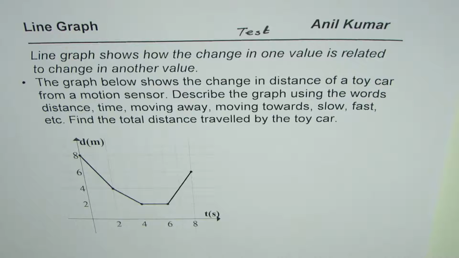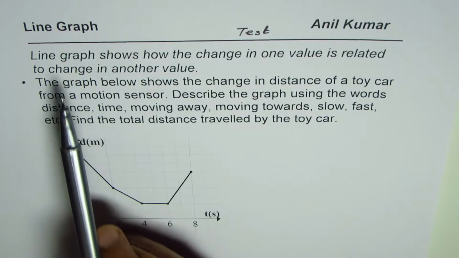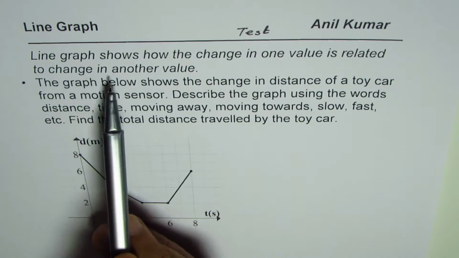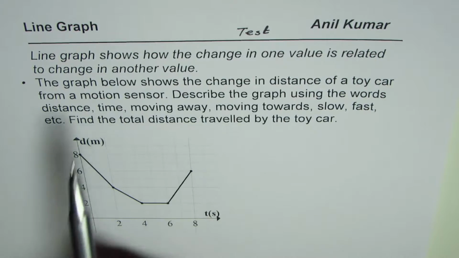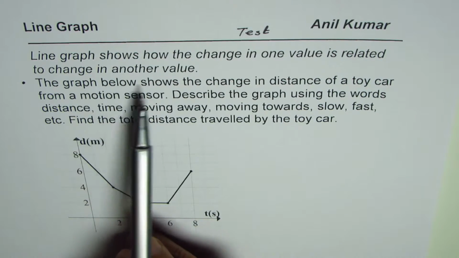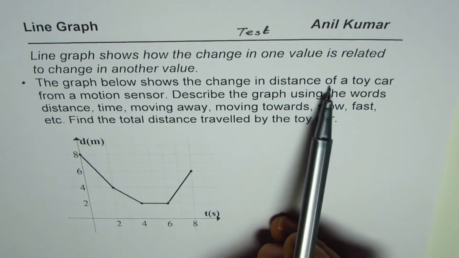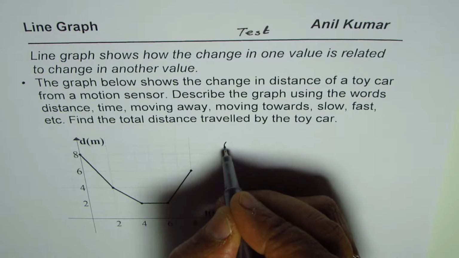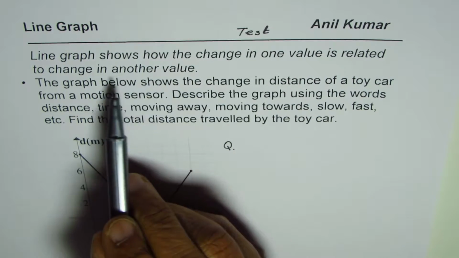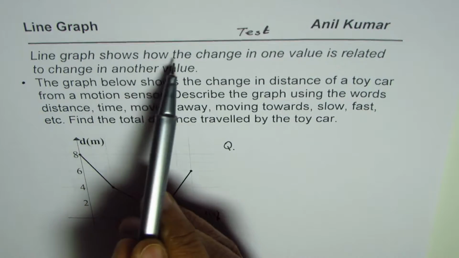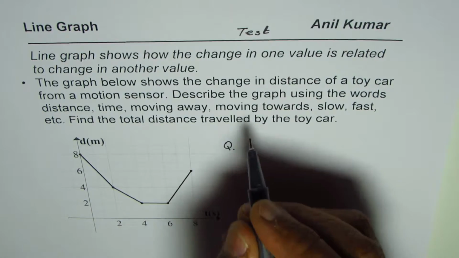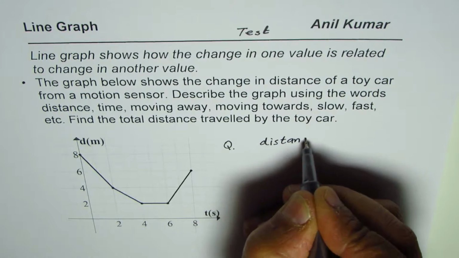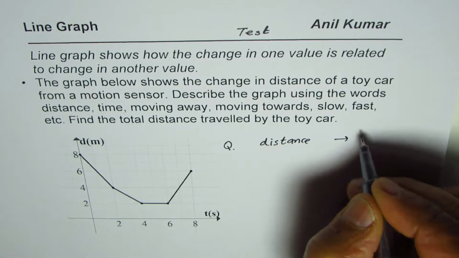Now let me add few more questions for you. As you know, line graph shows how the change in one value is related to the change in another value. Now the question says, the graph below shows the change in distance of a toy car from a motion sensor. Now my question is, which is the other value? Line graph shows change in one value, so we know one value is distance, right? So it is distance. What is the other value? Find the other value.